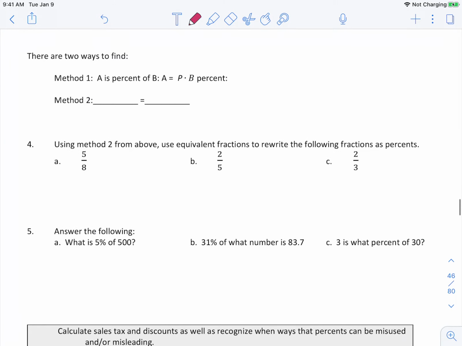All right, so there are 2 ways to find a percent. Method 1, if A is a percent of B, we have A is equal to P percent times B. And this means that the P is your percent part. So I like to rewrite this sometimes like this, P percent times B. And whenever you have this P percent, you're going to write it as a decimal.